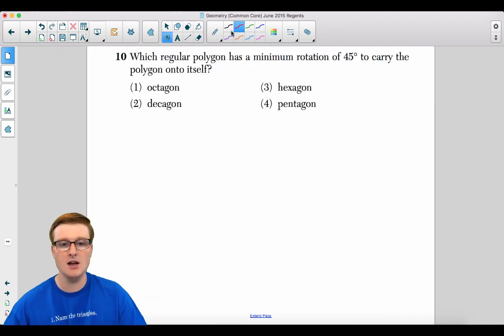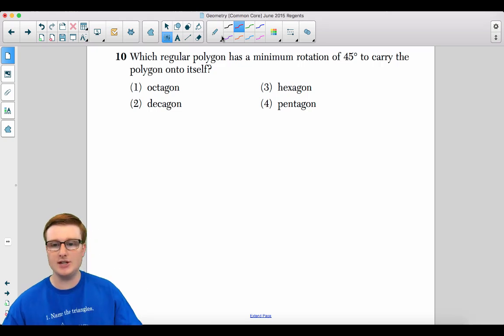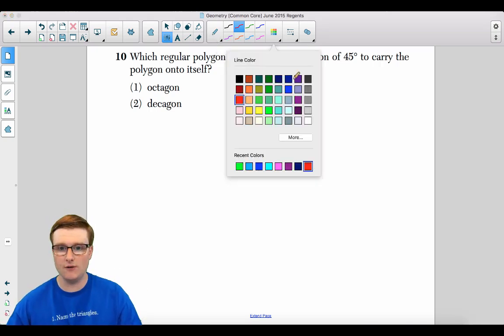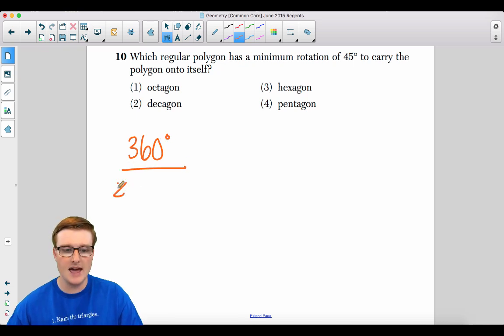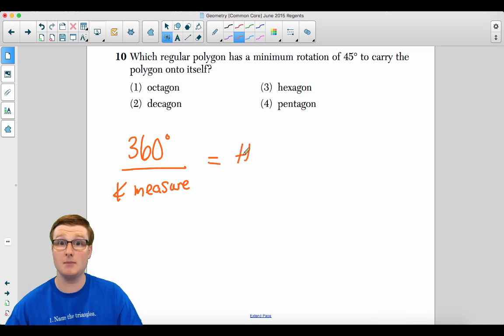All right, number 10. Which regular polygon has a minimum rotation of 45 degrees to carry the polygon onto itself? You need to know a formula to get this right. So, the formula that you need to know is 360 degrees divided by the angle measure that's given is equal to the number of sides.